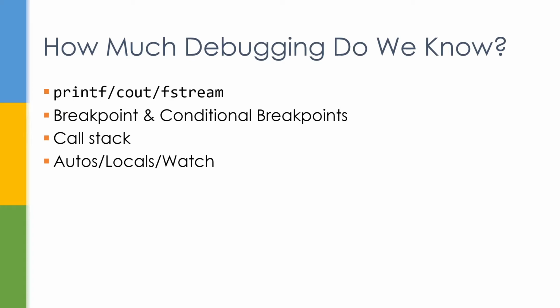So this is something we'll discuss in class about which debugging tools we know and commonly use. Printf, cout, stream, these are all programmable tools. So essentially, you're putting these in your code to get some sort of an output. Breakpoints and conditional breakpoints allow you to step through your code. Call stack shows you the function stack that you're using currently. And Autos, Locals, and Watch are Visual Studio windows where you can see what the variables are.